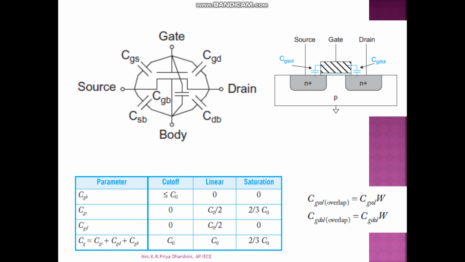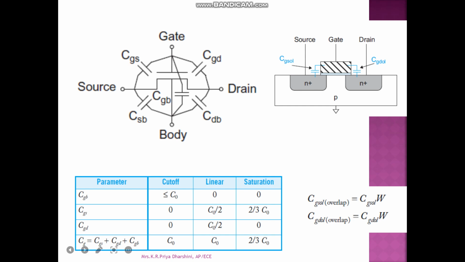For the parameter CGS, it should be equal to 0 for the cutoff region, equal to half of C naught for the linear region, and equal to two-thirds of C naught for the saturation region. For the parameter CGD, it should be equal to 0 for the cutoff region, equal to half of C naught for the linear region, and equal to 0 for the saturation region.